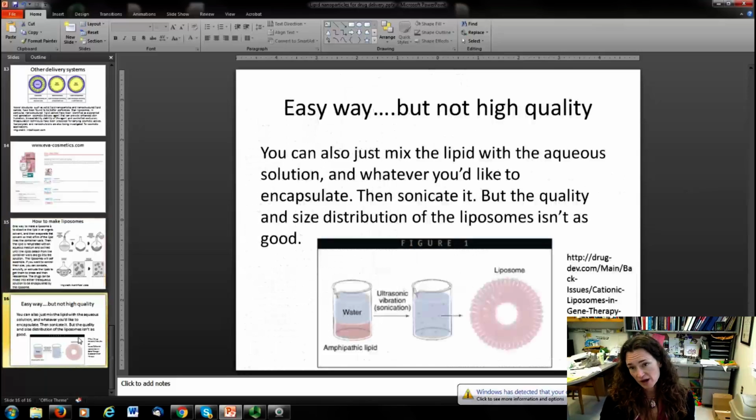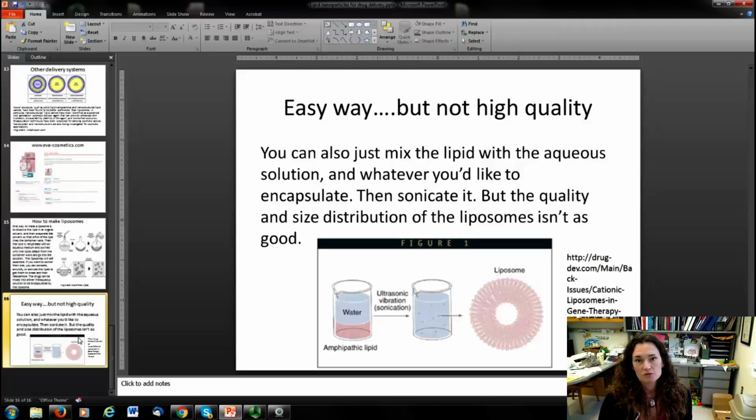There's another easier way. It's just that it doesn't give a lot of high quality liposomes. You can just mix it, right? You can just mix your lipid with your aqueous solution straight off, okay? And then they will self-assemble into liposomes. However, the quality isn't as good. There'll be more defects and they'll be bigger.